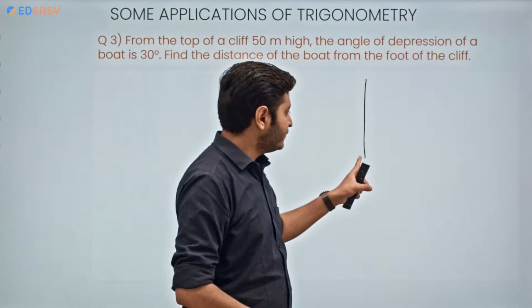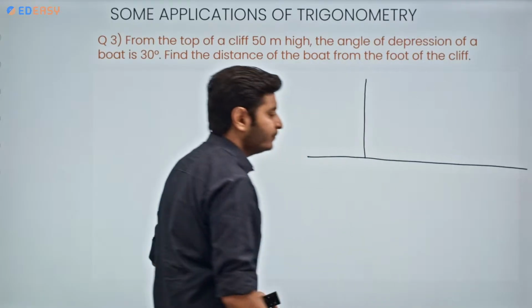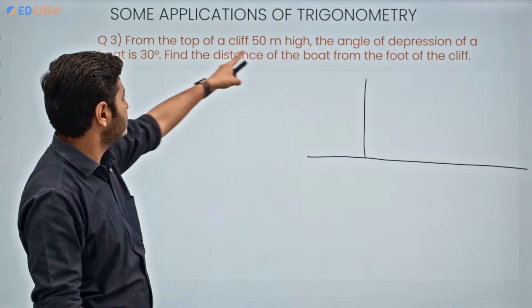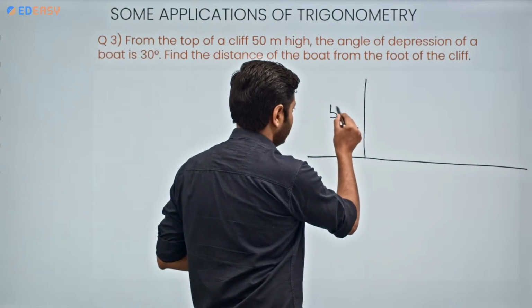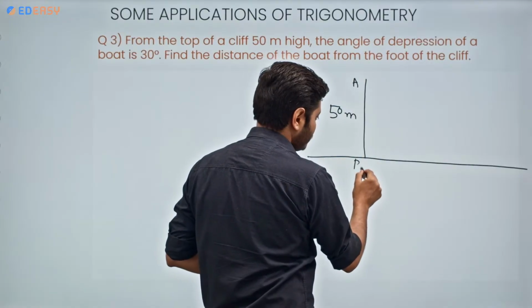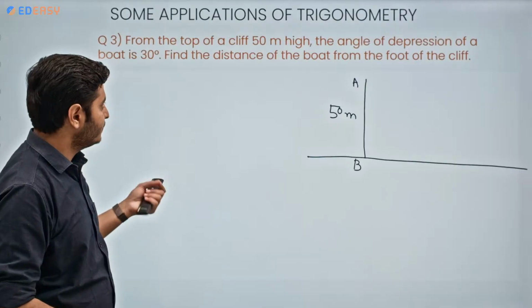This is the top of the cliff. This is the water level or ground level. Now, the height of this cliff is given as 50 meters, so I will write 50 meters. This I will consider as A, this point as B. You can go with any name, but usually we go with A and B.